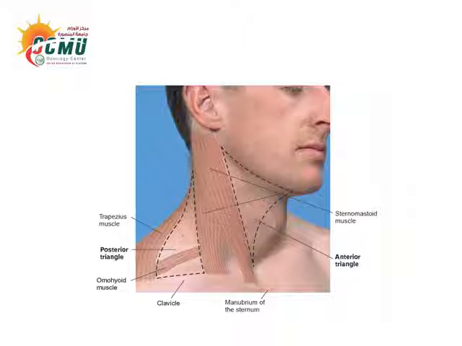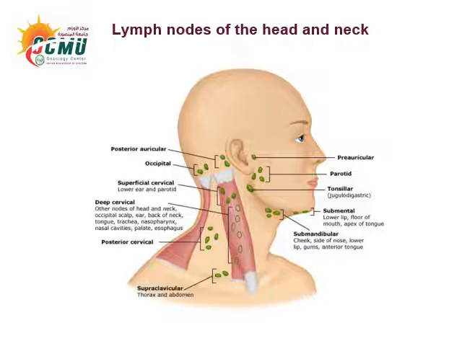This is the anatomy of the neck. We have the anterior triangle and the posterior triangle, separated by the sternomastoid muscle. These are the lymph nodes of the head and neck. We have two groups, horizontal group and vertical group.